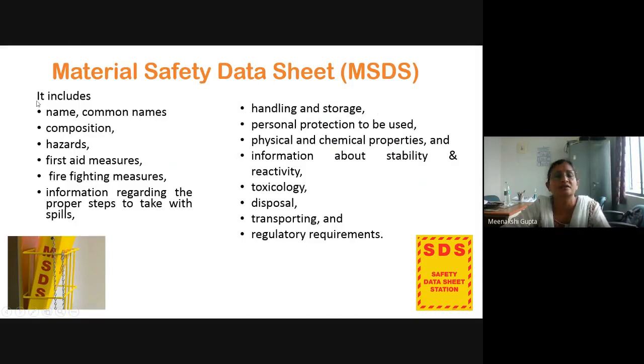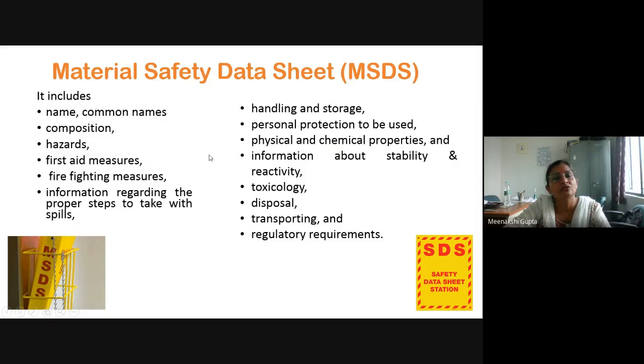Now we'll talk about what this particular document includes, that is, what a material safety data sheet contains. Basically it contains the name of the chemical, that is, the IUPAC name, then the common name or synonym. It also contains the composition of the chemical, then the different types of hazards that can be possible because of that chemical. It is mentioned in the material data sheet.